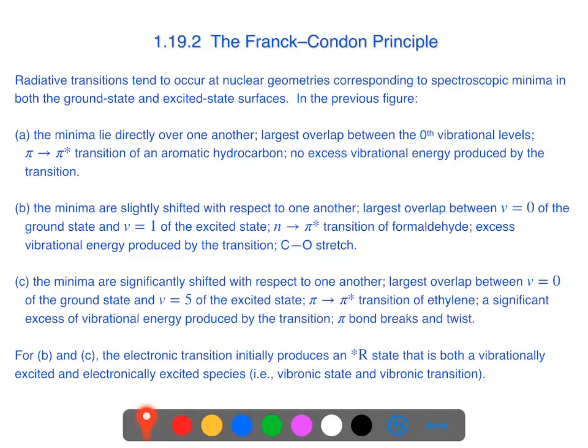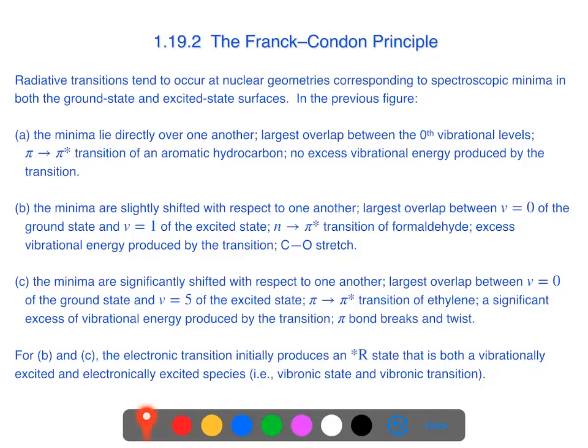Again, radiative transitions tend to occur at nuclear geometries corresponding to spectroscopic minima in both the ground state and excited state surfaces. As shown in the previous figure, in case A, where the minima lie directly over one another, we saw that the largest overlap occurs between the 0th vibrational levels. This is typical of a pi to pi star transition of a rigid aromatic hydrocarbon, where no excess vibrational energy is produced by the transition.